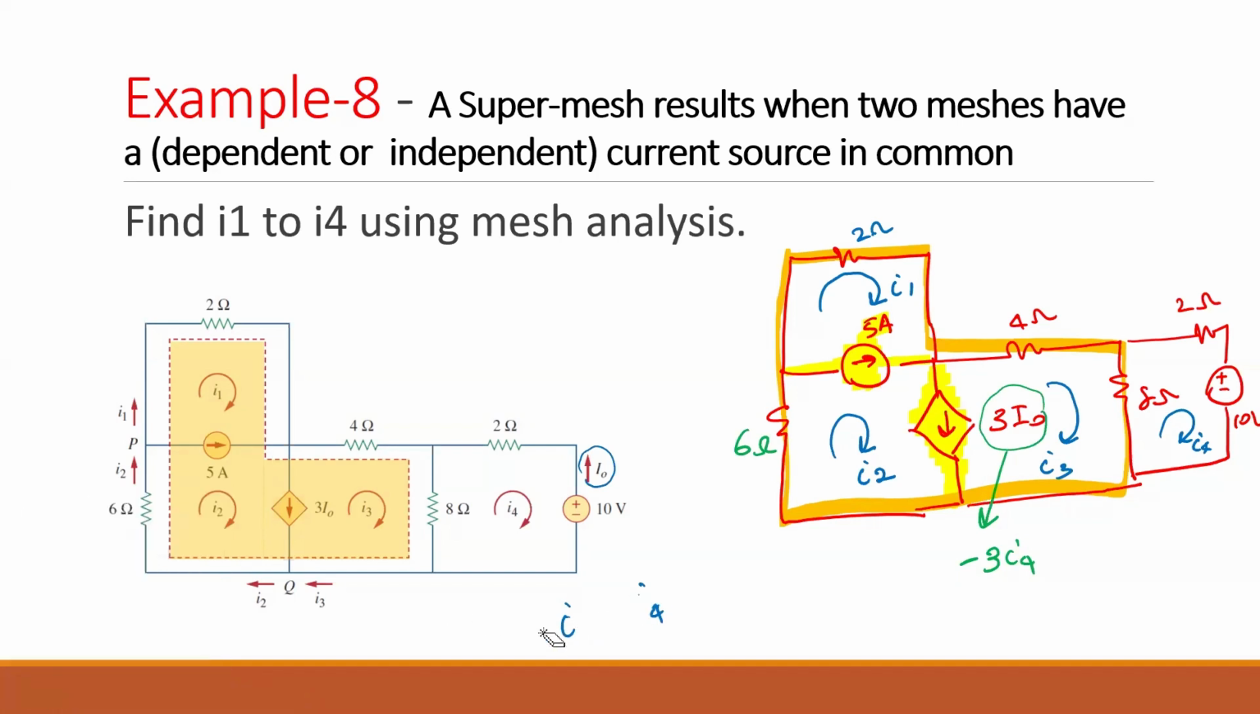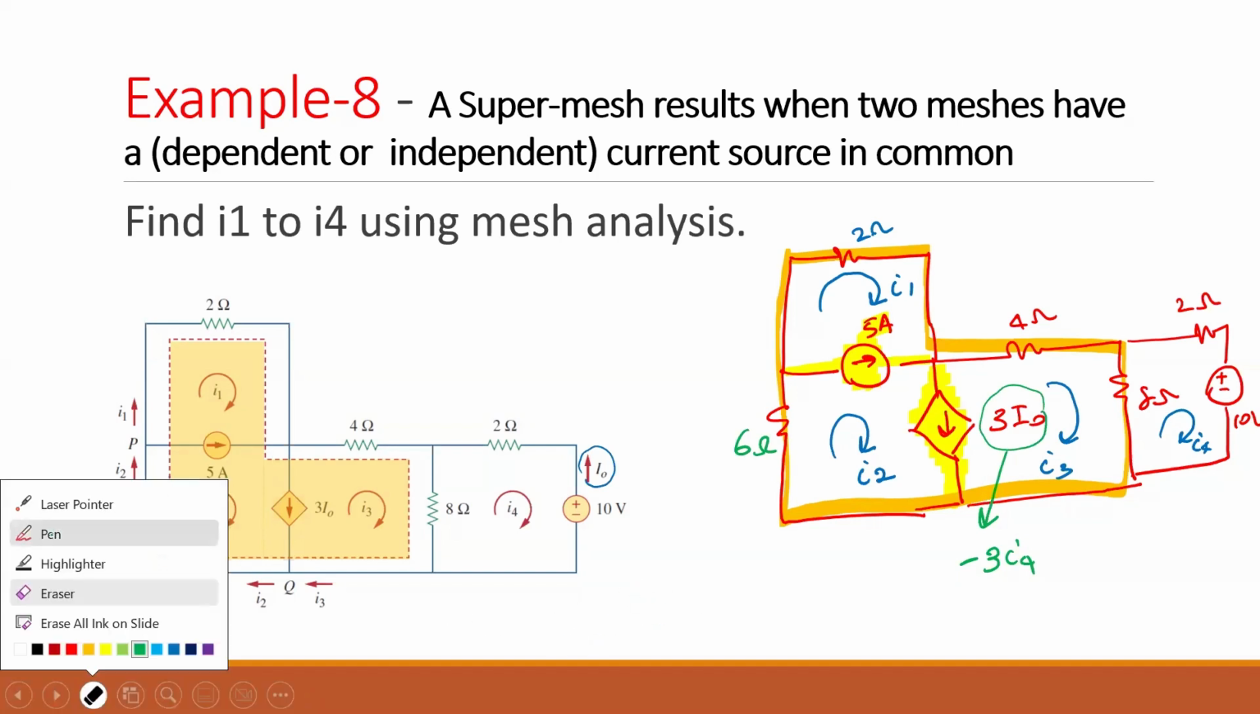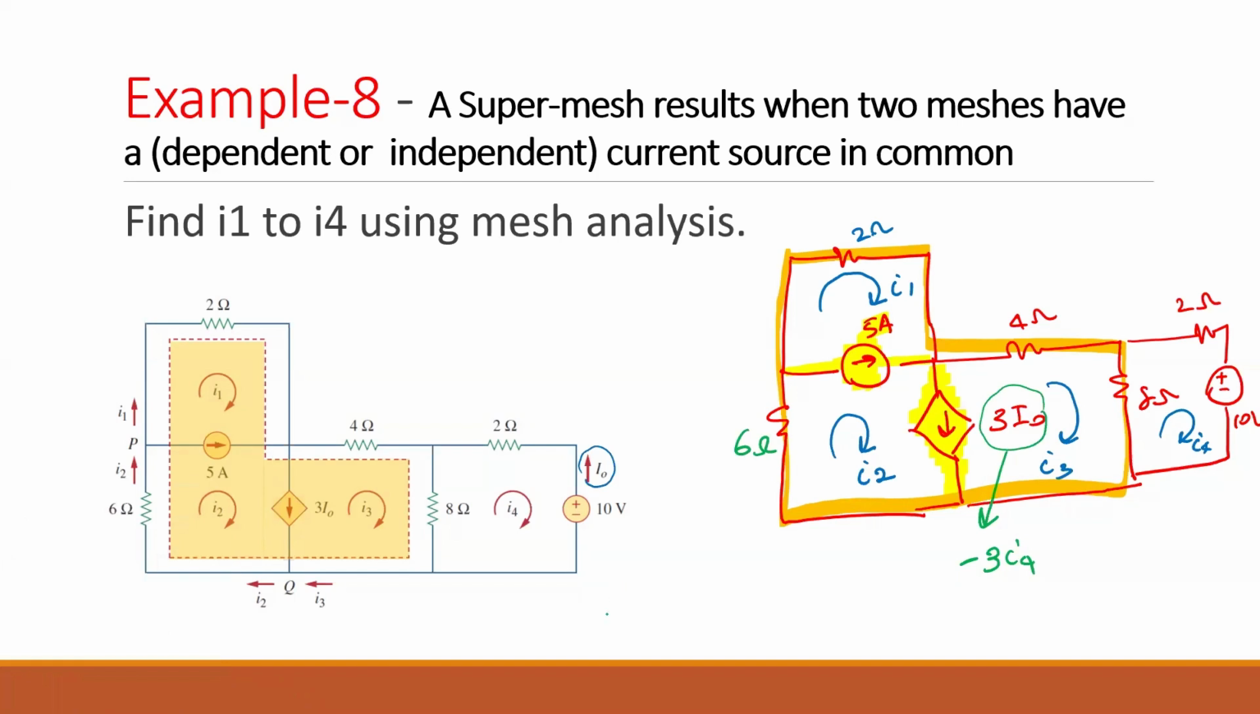So you can say, 6, I'm starting here, okay? So 6 times I2, then I'm going this way. So plus 2 times I1, going this way, coming to here. So that is plus 4 times I3. And I'm going to 8 now.